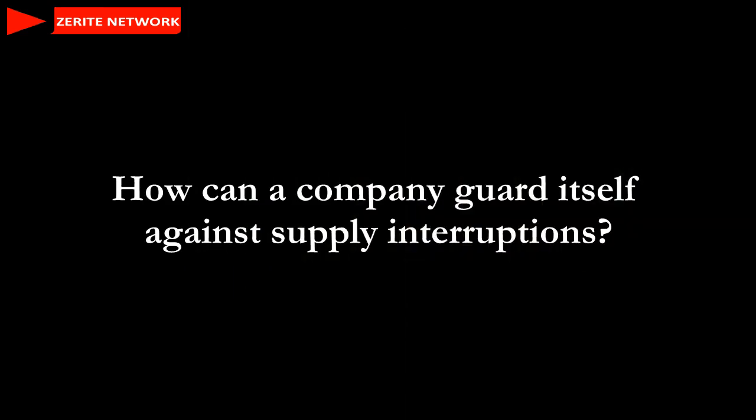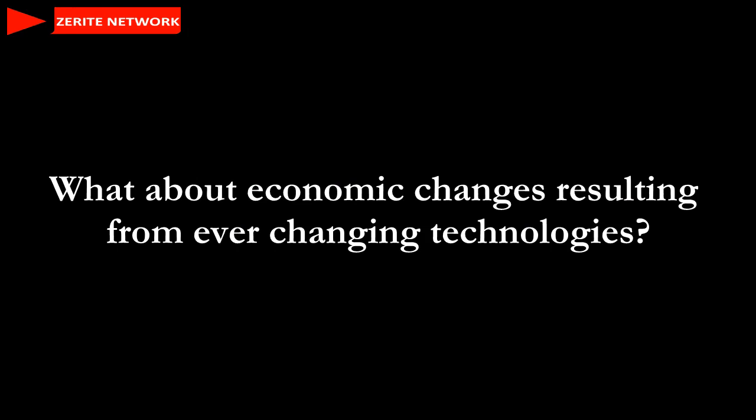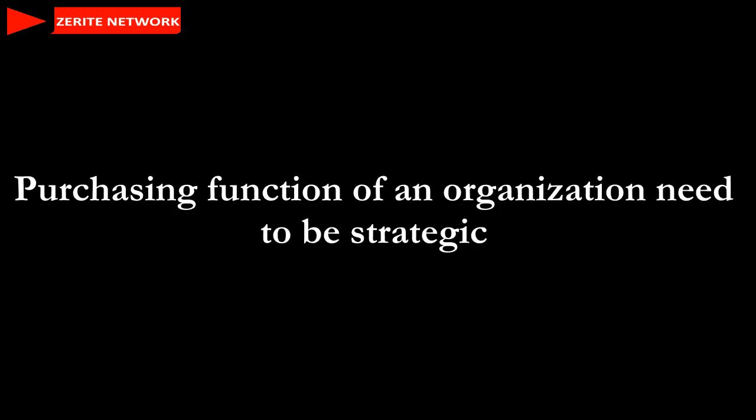So from a procurement point of view, you're going to have to ask yourself, how can a company guard itself against supply interruptions? What about economic changes resulting from the ever-changing technologies? One of the people who worried about that, or rather tried to formulate an answer to that, was Peter Kraljic. In his article in the Harvard Business Review in 1983, Kraljic wrote something along the lines of, the purchasing function of an organization should be strategic if you intend to get answers to what you've just talked about. Now, in this video, we're going to talk about the Peter Kraljic model.